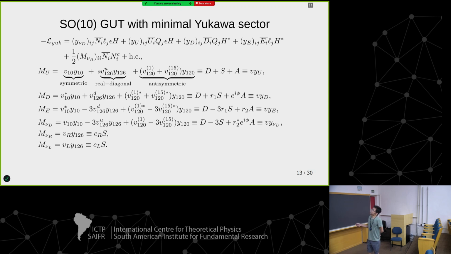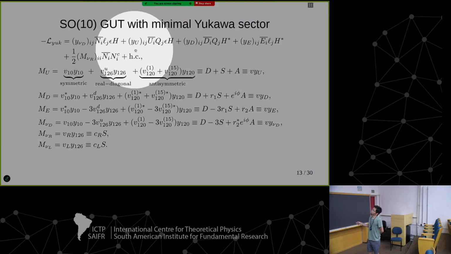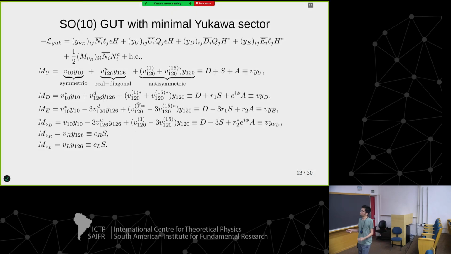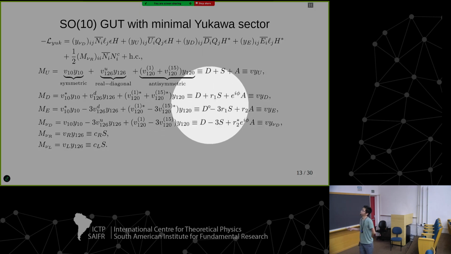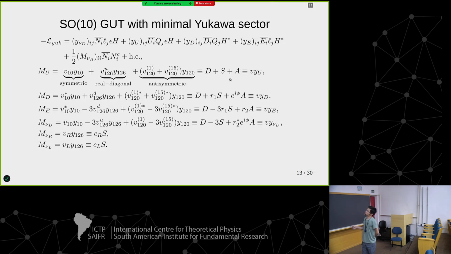And then remember that the Higgs itself can also have a complex vev. So these are taken into account in this phase degree of freedom. So then you come into the fit.